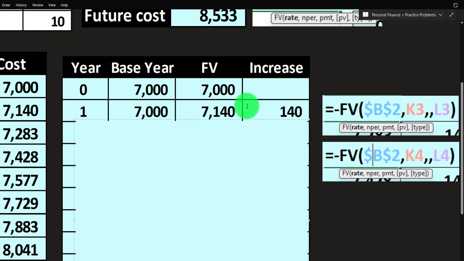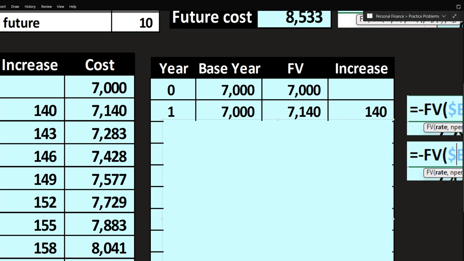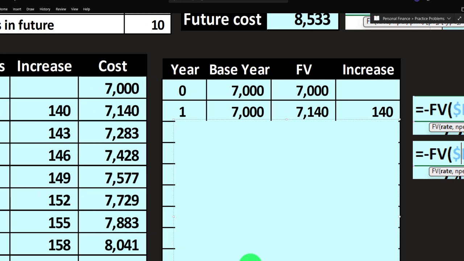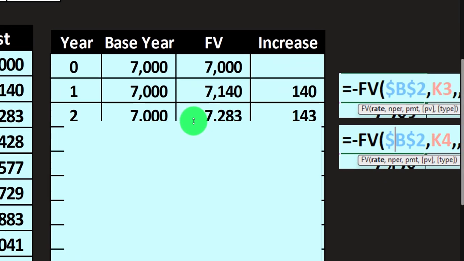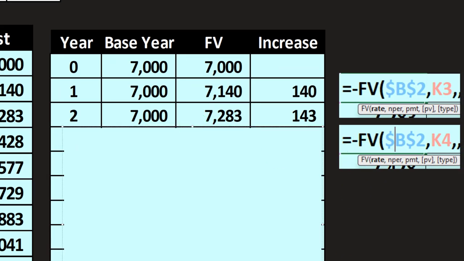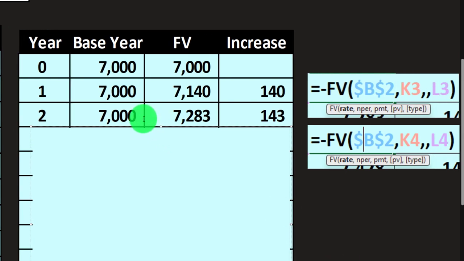So that gets us up to the 7,140. Then we can take the difference here between the 7,140 and the prior period 7,000 to get that difference of the 140. So just another way to format your tables that you might see using a future value. If I did that in year two, we'd have this calculation. We'd have the same 7,000 in the base year, or you may not even have this whole column. You could just equals the base year, for example, year one.